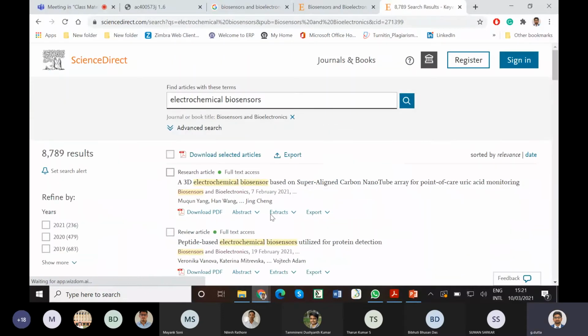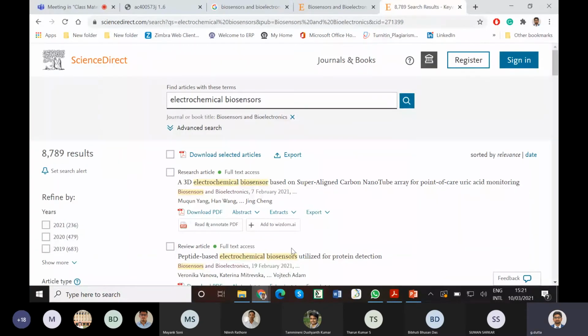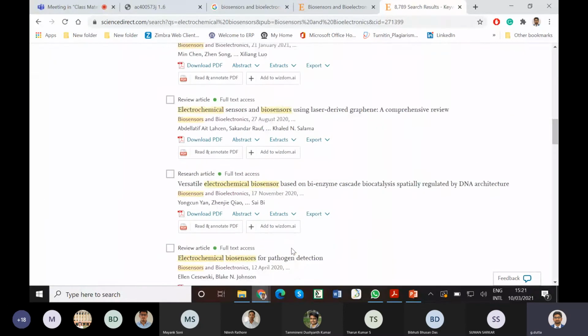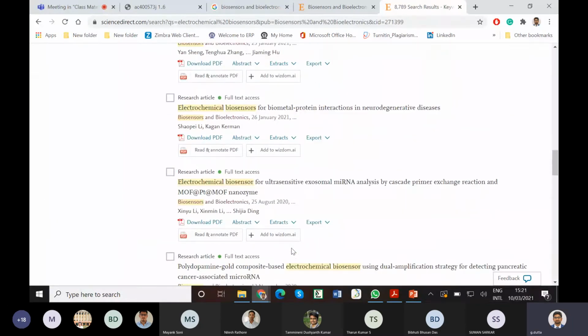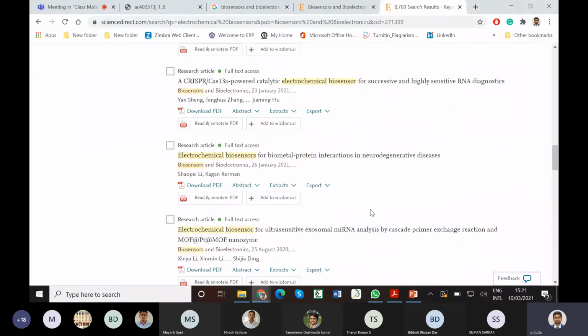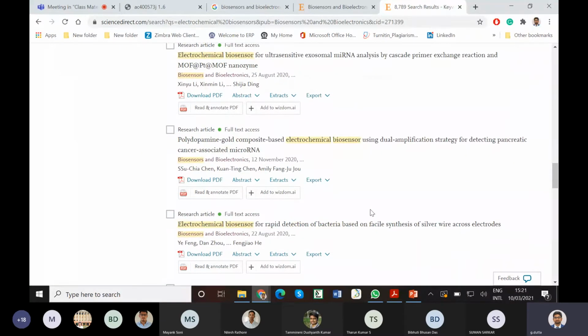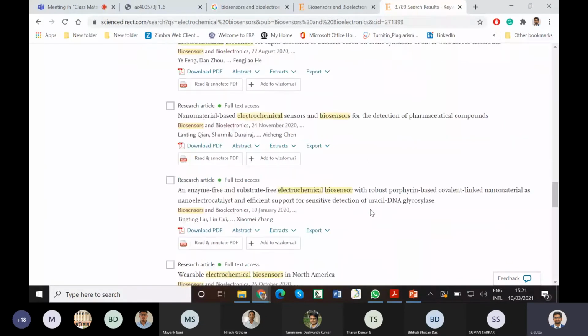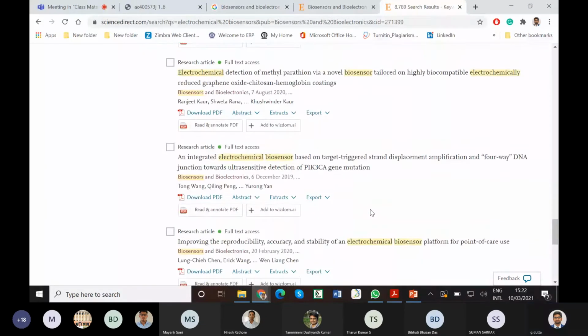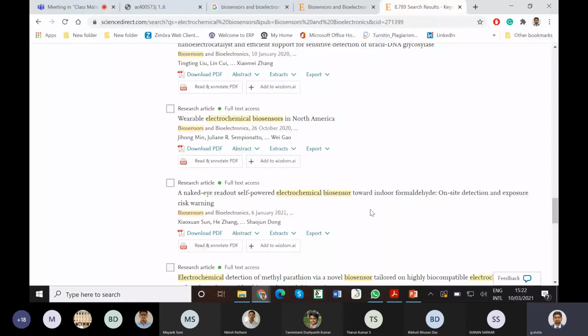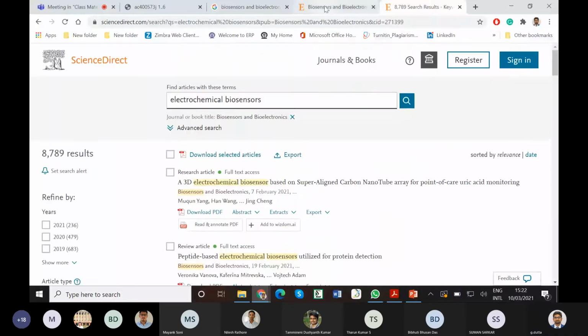See, now you can see here so many papers you can find. You can choose one that you are interested in. Like this, you can choose one paper, read it, and present it. One day I will give you a date, and that day you have to present one paper. So this is one journal, Biosensors and Bioelectronics.